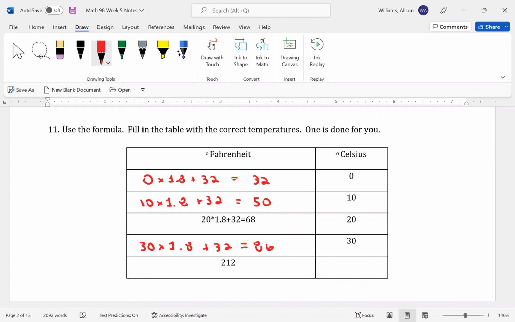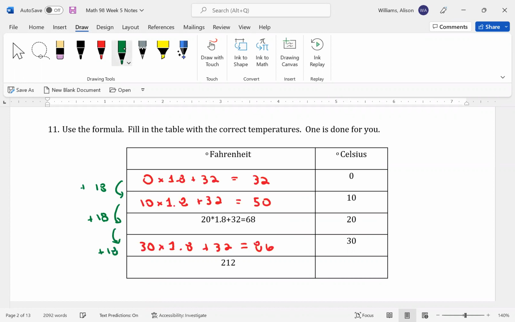Well, we could probably guess based on the pattern, right? Based on the pattern, it looks like there's an increase of 10 each time for Celsius. Is there an increase for Fahrenheit? And the answer is actually there is. It's increasing by 18. If I add 18, that gets me to 50. And if I add 18 here, that gives me 68. Oops, that's supposed to be an 18. And if I add 18 here, that gives me 86.